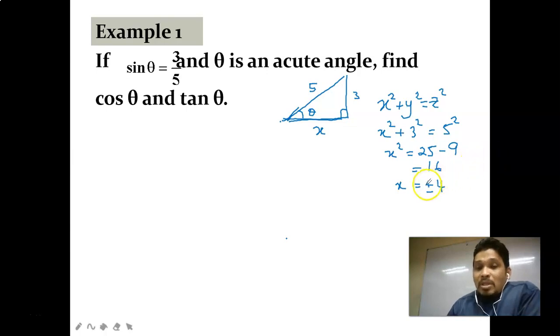Positive and negative 4 is not the value of x. X is a measurement here, so it cannot be negative. But the sign of negative shows the direction, whether to the left or right. So the value of x equals 4. If this is the x-axis, from the origin point to 4 on the left side, that is 4 to the left, or negative 4. Now let's get back to this one here, the acute angle.